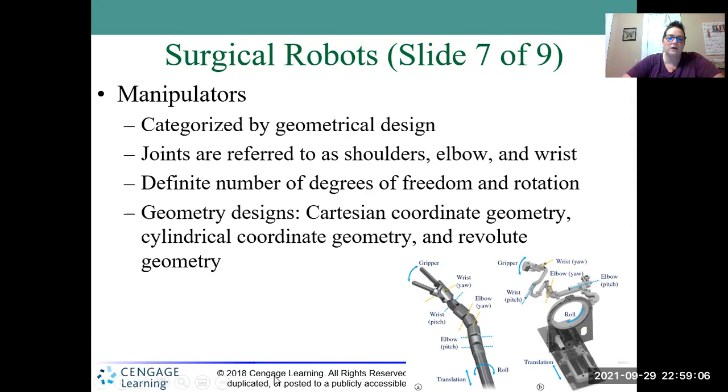And here are some of the manipulators that you can see. They're categorized by geometrical design. And so these joints are going to be referred to as like the elbow or the wrist or the shoulders. With different types of manipulators, there's going to be different degrees of rotation and freedom. So there's different geometry designs here. As you can see, the Cartesian coordinate geometry, cylindrical, and the revolute geometry. So different types of those.